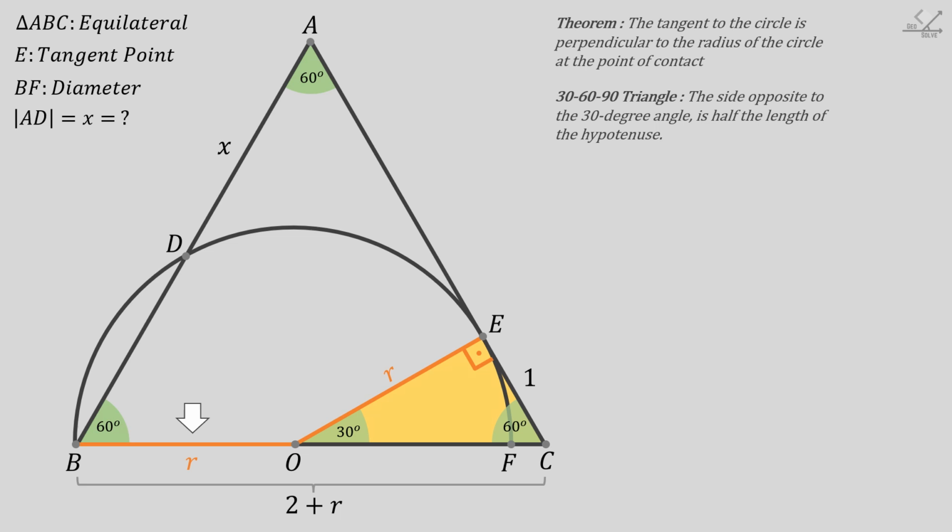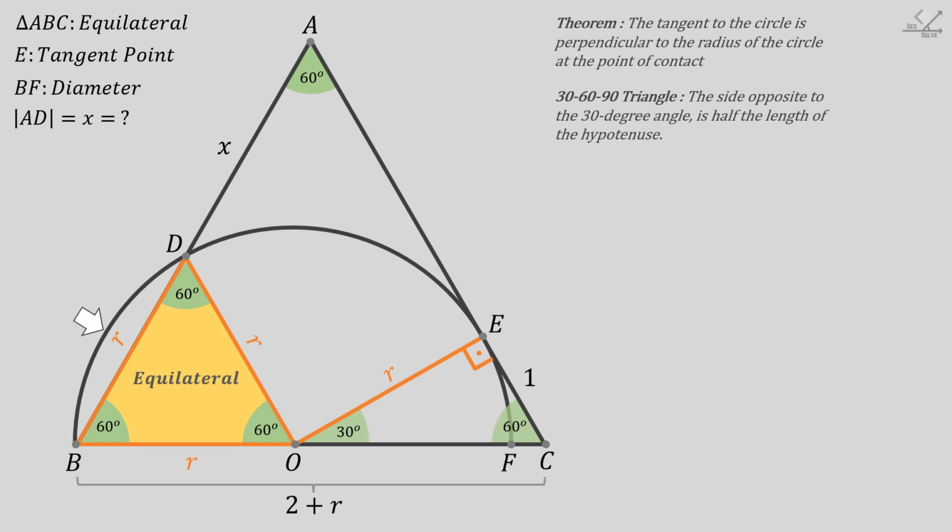Now let's draw another radius, this time connecting point O and D. And then focus on this triangle. And notice that we have two equal sides of radius r. Therefore, we should have equal corresponding angles. And so the remaining angle of this triangle will also be 60 degrees. So this is an equilateral triangle. Therefore, the remaining side must also be r units.